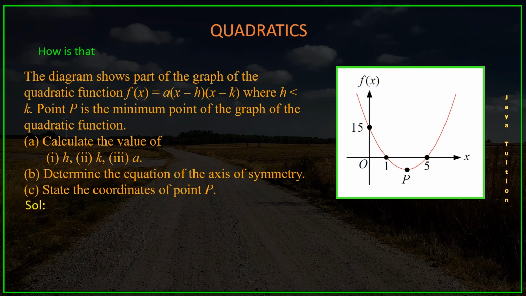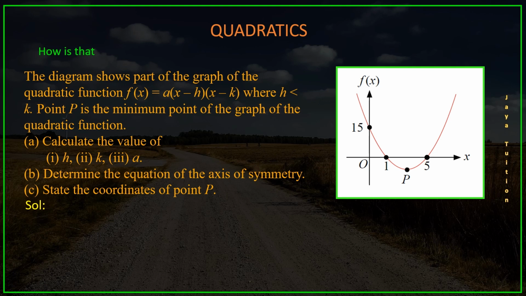Question: the quadratic function f of x is given as a into bracket x minus h multiplied by x minus k, and h is less than k, and point P is the minimum point of the graph. We have to calculate the value of h and k.